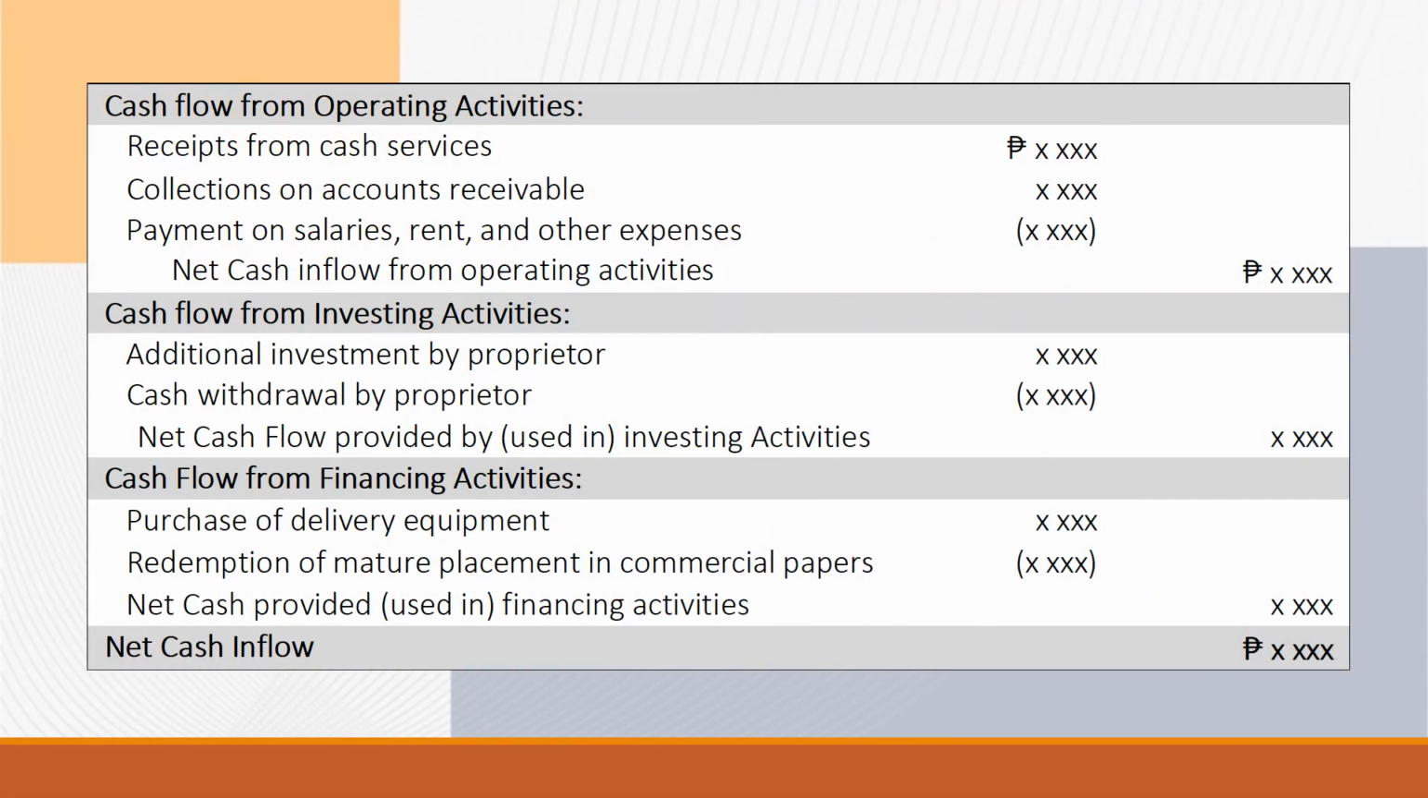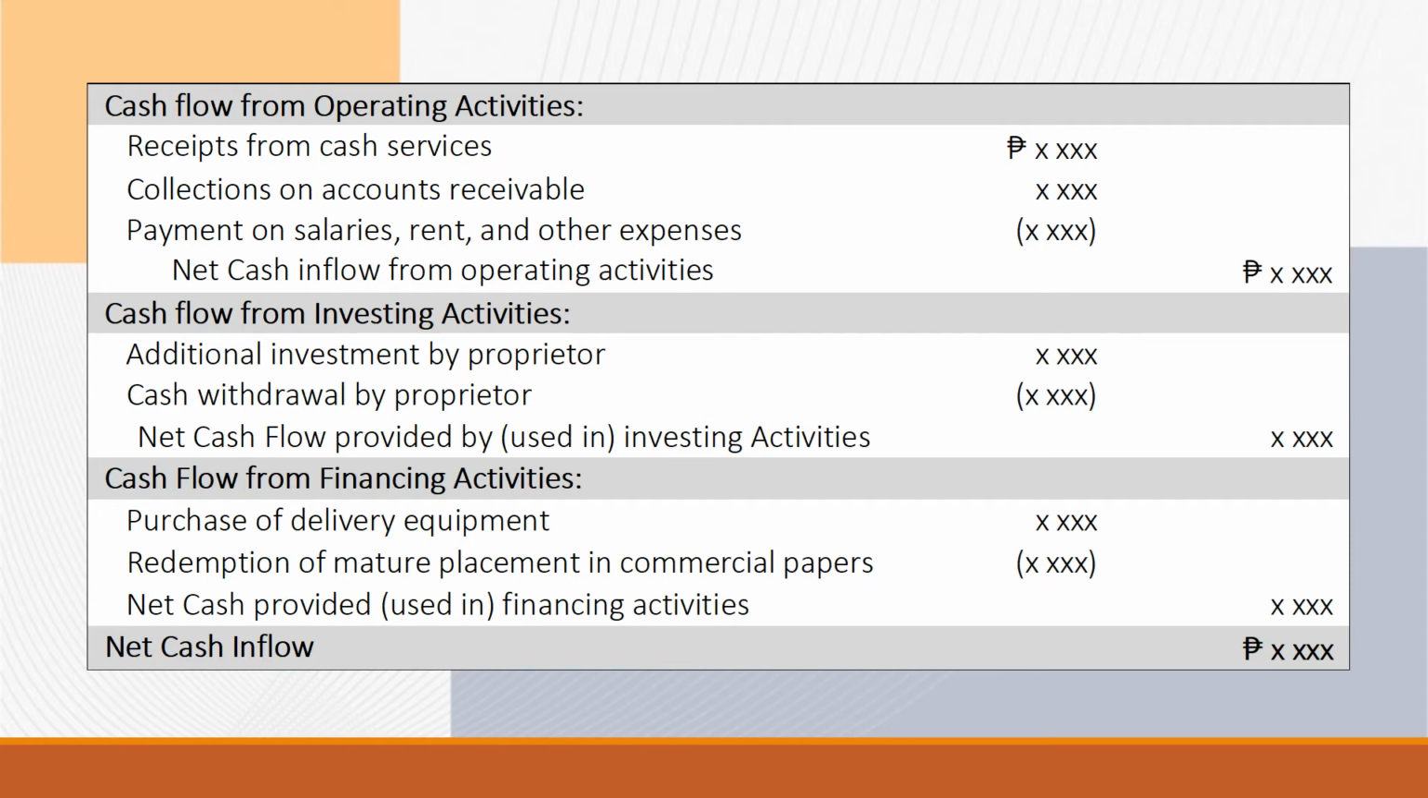This will be our format for our presentation of the financial statement. First part will be the cash flow from operating activities. You have to determine if the activity will increase the cash or will decrease the cash. If it's an increase, you have to use addition. If it's a decrease, you have to deduct it to our cash.